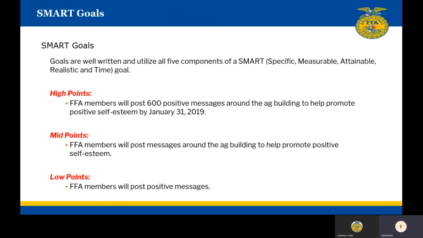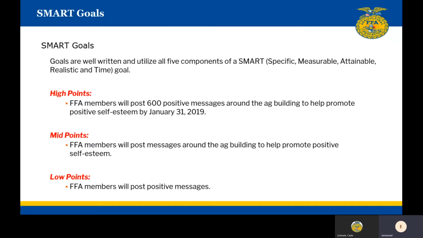And this, again, this bit at the top is from the rubric. Goals are well written and utilize all 5 components of a SMART goal. So this high points one is an example. FFA members will post 600 positive messages around the ag building to help promote positive self-esteem by January 31st, 2019. So it gives us some numbers in there that we can measure. It's specific about who's doing what, where. It gives us a time, and so we know that that's a SMART goal.